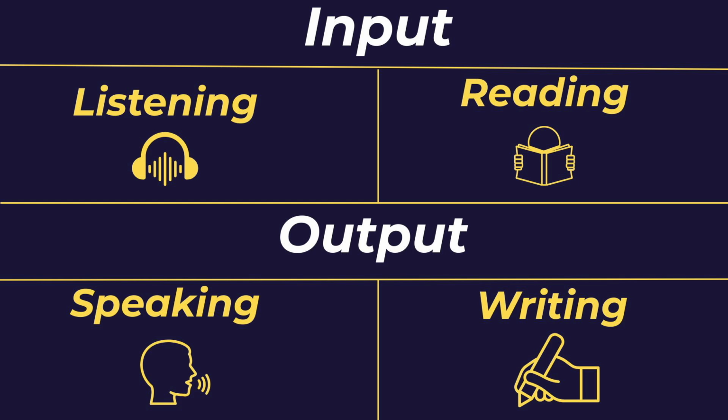So first of all, what is input? Well, input is basically information coming in. So in terms of languages, this would be reading and listening. So input is reading and listening in languages, while output would be speaking and writing. That would be output. So we have input and we have output.